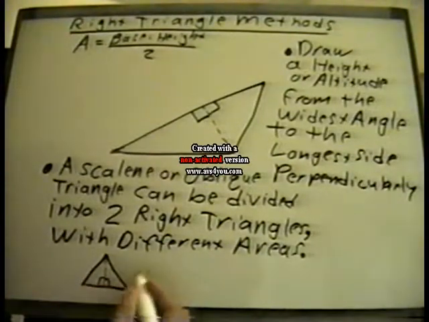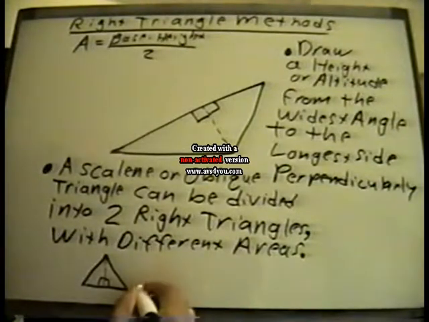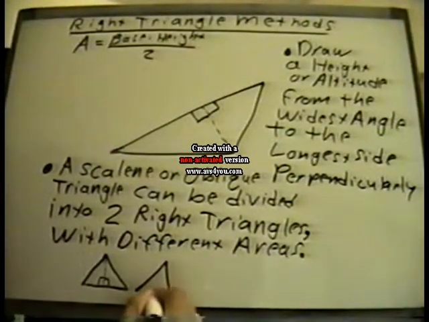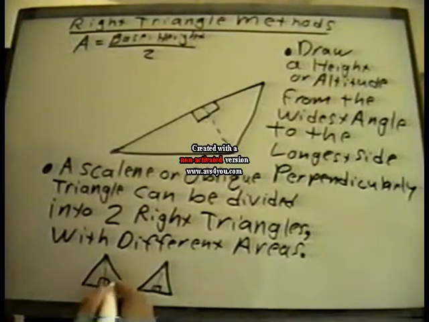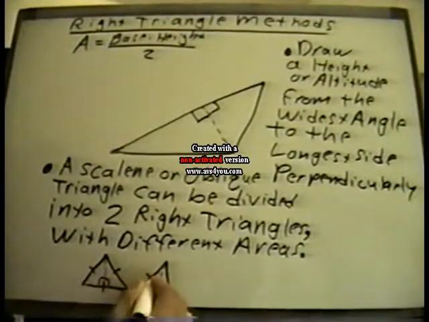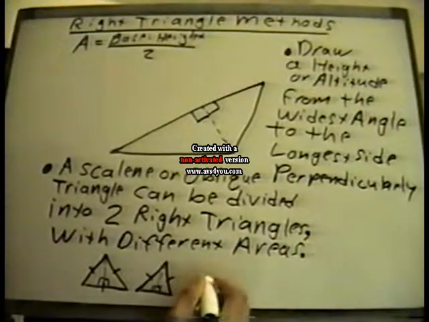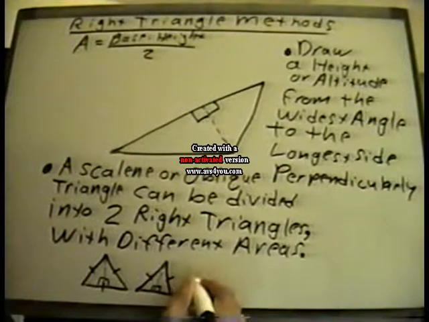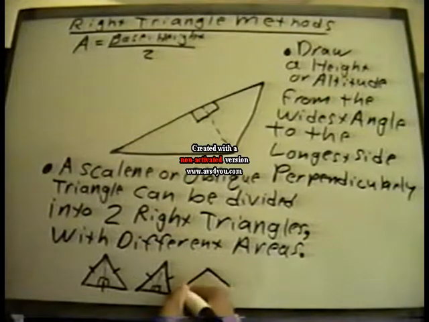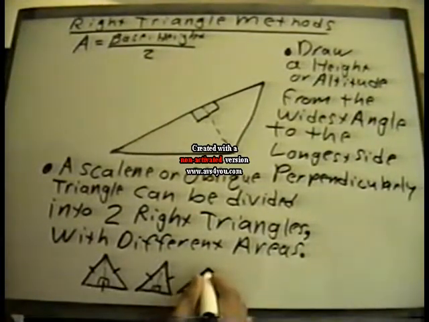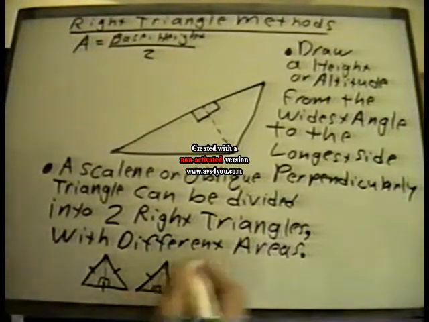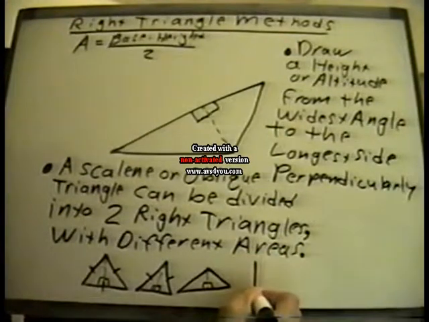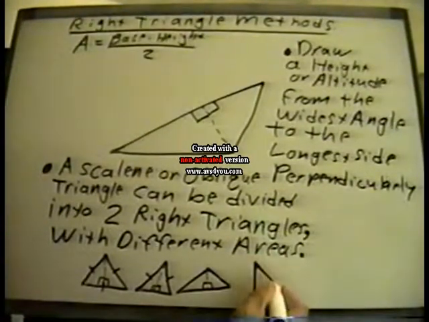Okay, so an equilateral triangle can be cut into two equal right triangles. Okay, an isosceles triangle can also be cut into two equal right triangles. And a scalene likewise can be cut into two right triangles, however they are unequal.